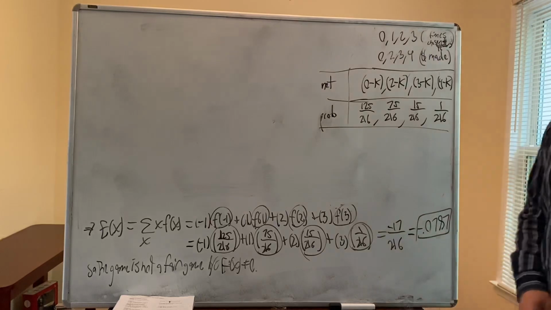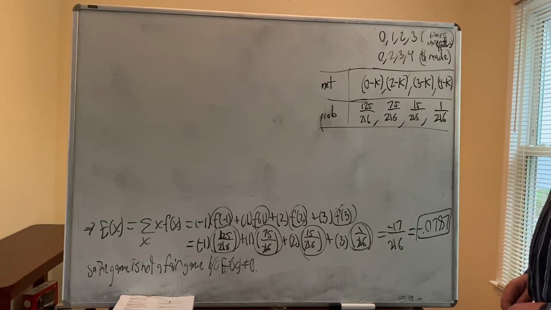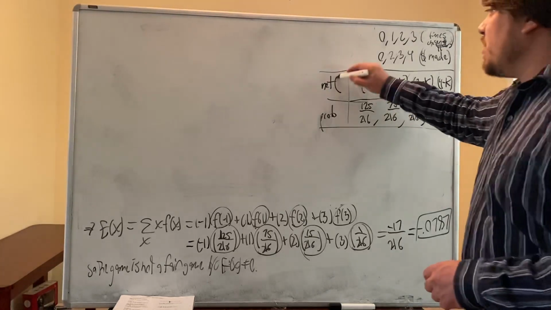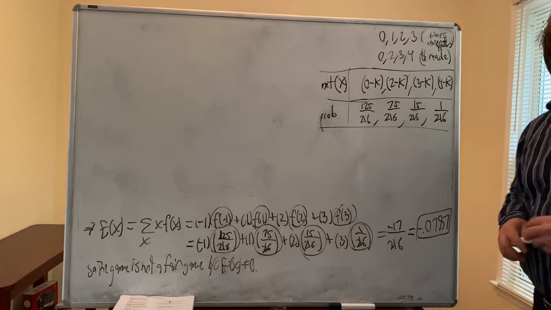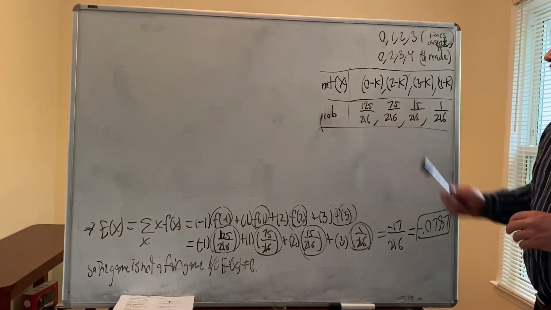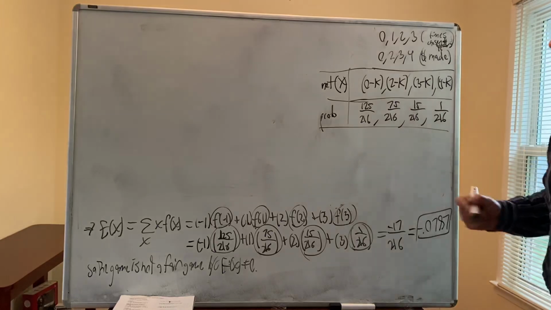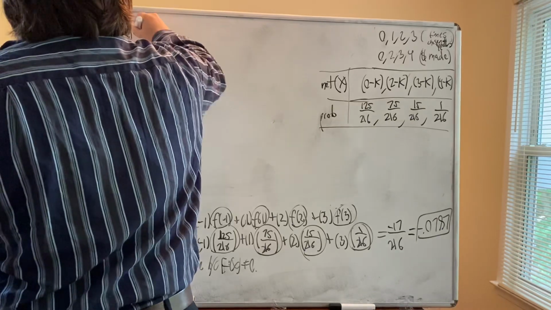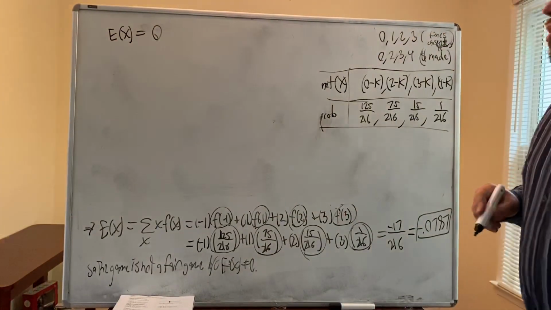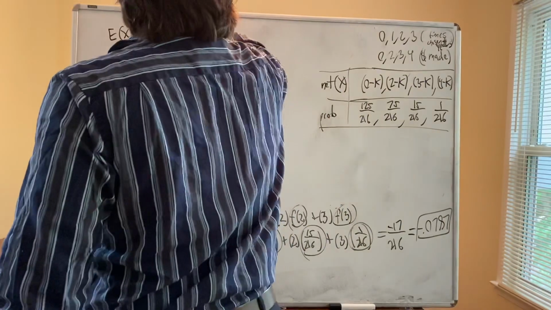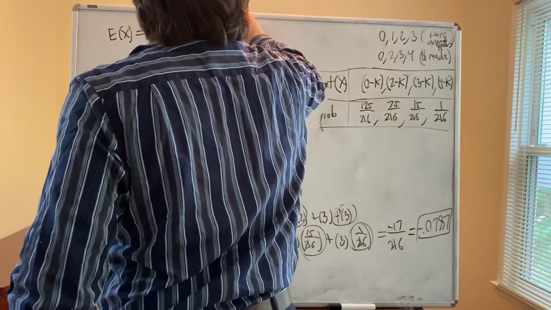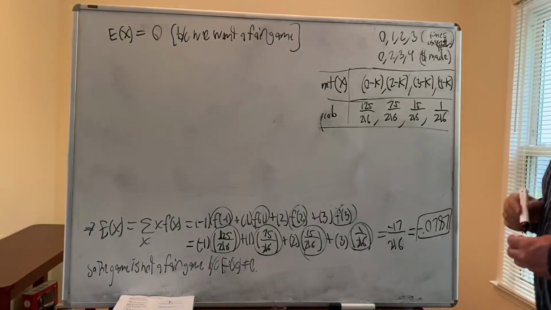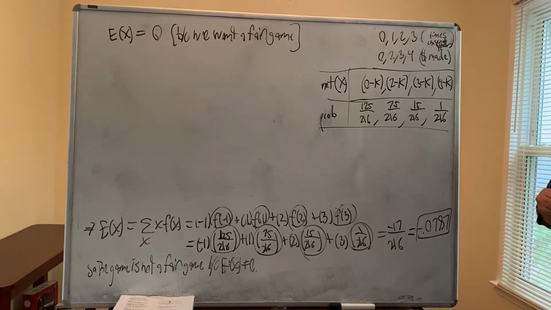Okay, so now we have our situation where for each value of X, the net money that the player makes is the value of X. And so for each value of X, there's a probability of getting that value of X. And so we can compute the expected value as being a function of K. The expected value of X, we're going to set equal to 0, because we want this to be a fair game. So we want the expected value of X to become 0.